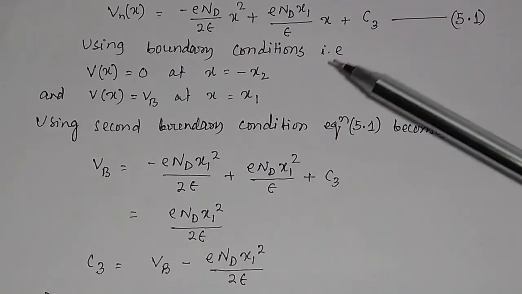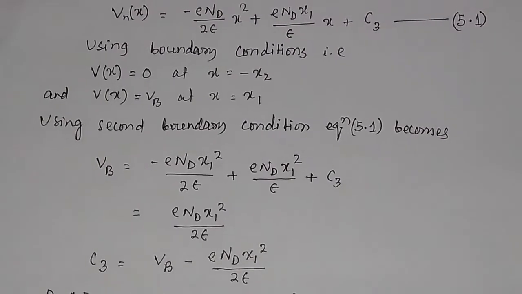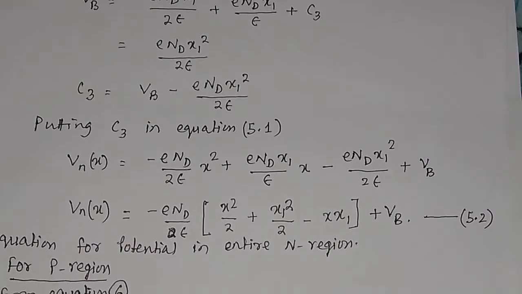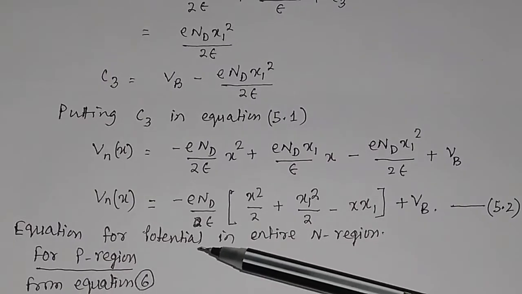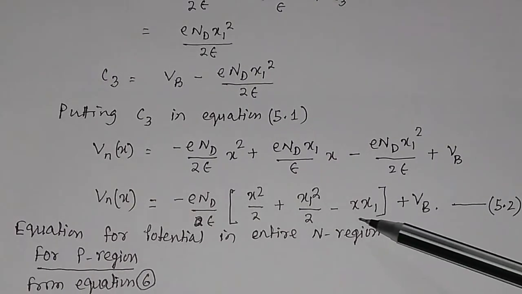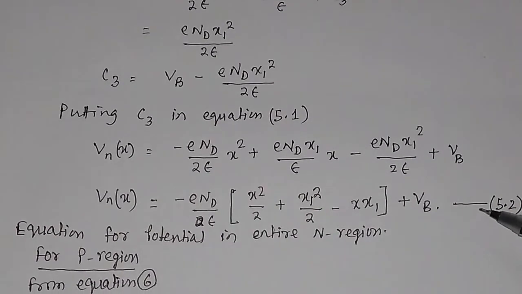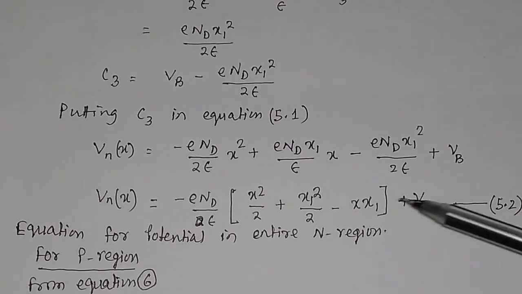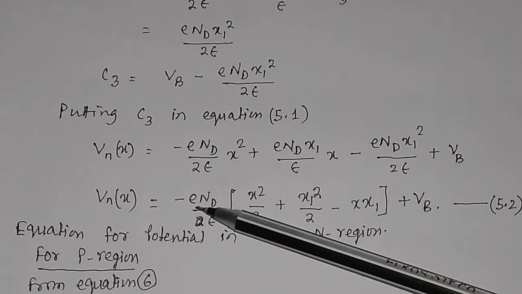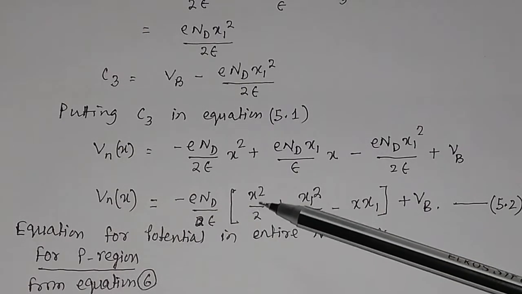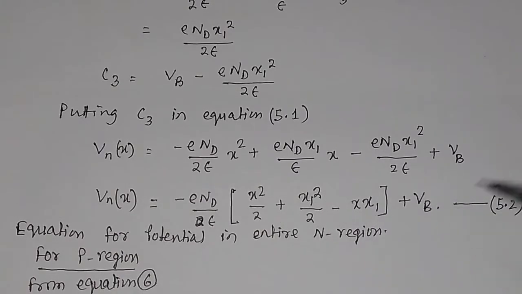So now you put the value of C3 here. I have put the value of C3 here in equation 5.1. If you put the value of C3 in 5.1, then you will get the expression for the potential in the entire n region. This is equation 5.2, and the expression for potential will be equal to minus E Nd divided by epsilon into x square by 2 plus x1 square by 2 minus x1 x2 plus Vb.